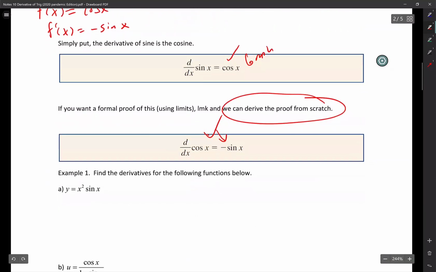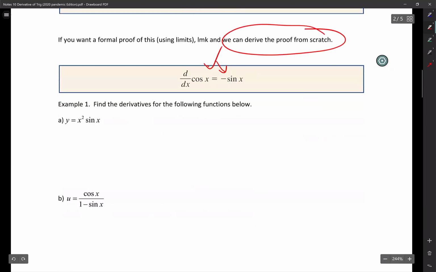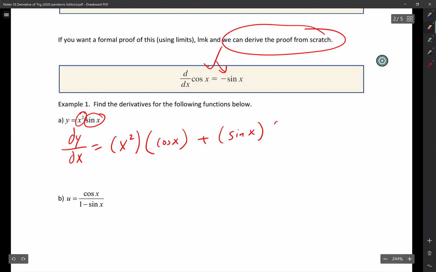All right, let's see if we can do some problems. Example 1, or problem 1. Find the derivative of the following functions. So I'm finding dy dx. So here we go. I write dy dx equals, x squared is the first, the sine x is the second. So my product rule, first times derivative of the second. What's the derivative of sine x? Cosine x. Plus second times derivative of the first.